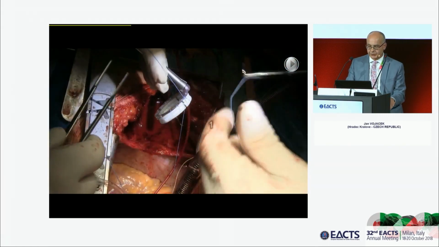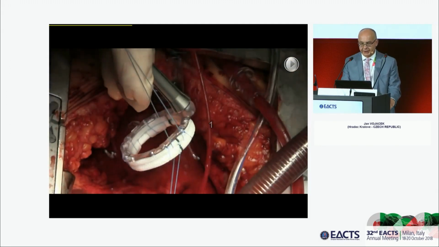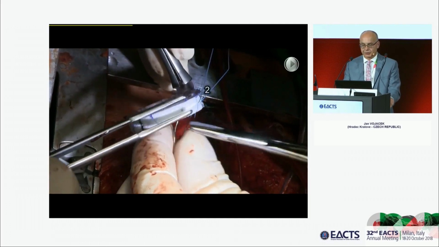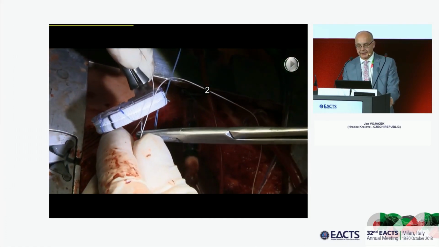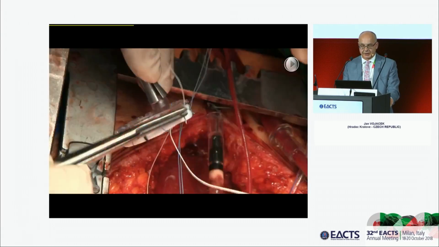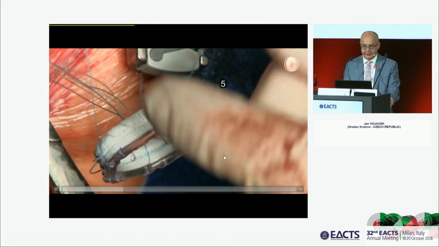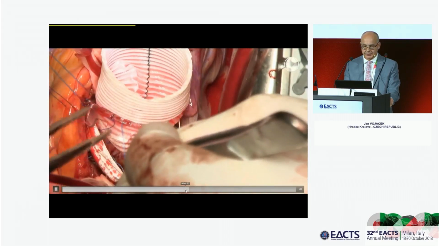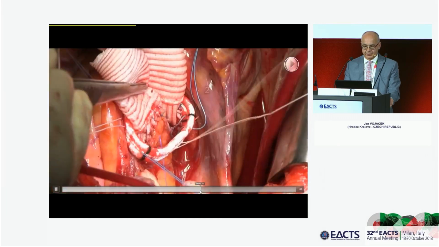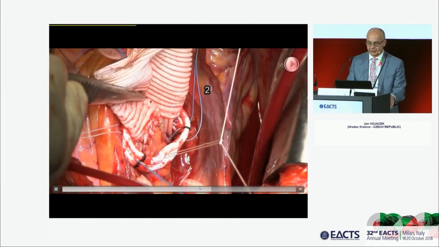We use a coronary ring, and those previously placed sutures are put through the ring, or currently around, which is basically better. And once they are put through, the ring is descended to the proper position and fixed in the proper position by tying those sutures.